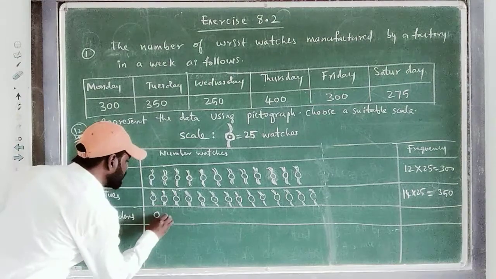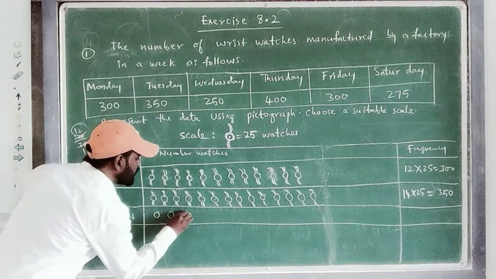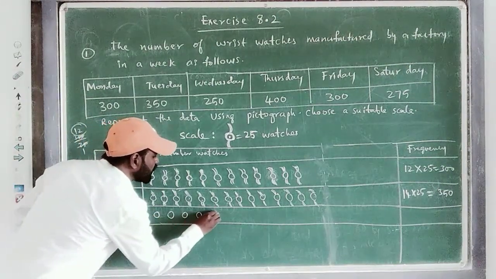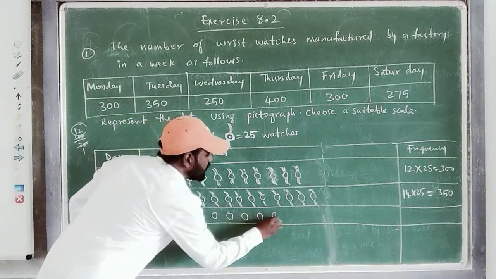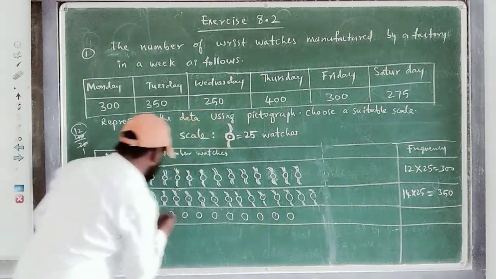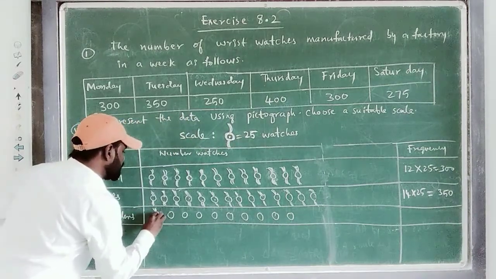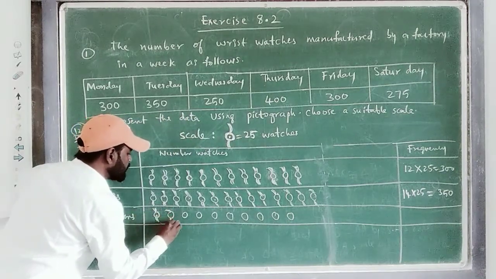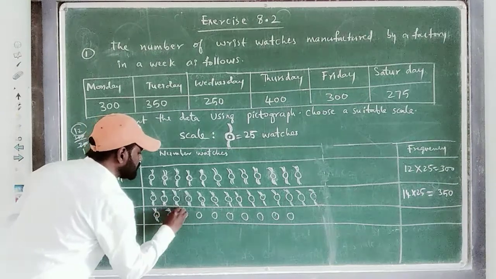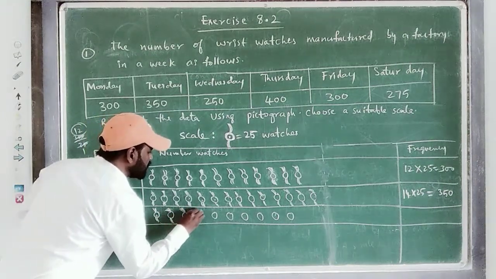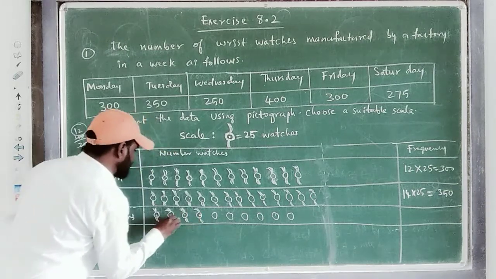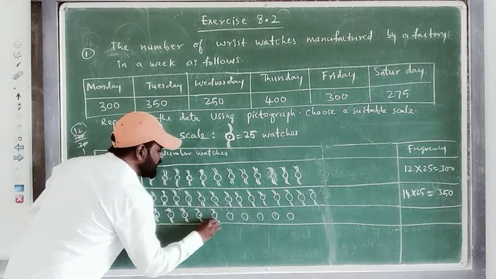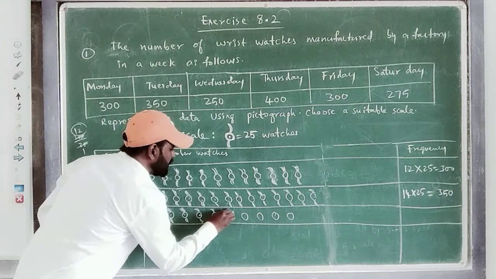So 1, 2, 3, 4, 5, 6, 7, 8, 9, 10. So these are the pictures of watches. So 10 pictures. You already have examples like this in your book. Tractor figures are there. So a pictograph means showing the information through pictures. That's all.